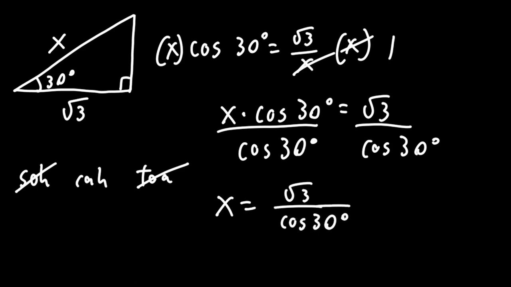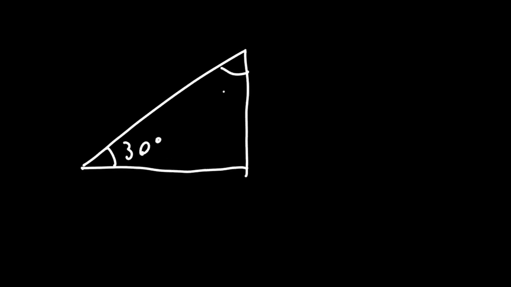Now you can plug this value into your calculator, and you'll end up with the answer x equals 2. This is an exact answer. If you have a right triangle with 30 degrees, it's actually a special right triangle. This is the 30, 60 right triangle. Opposite of 30, the length is 1. Opposite of 60, the length is square root of 3, and the hypotenuse is 2.